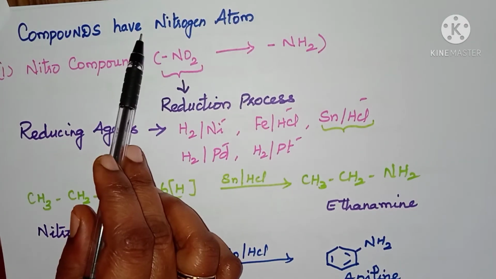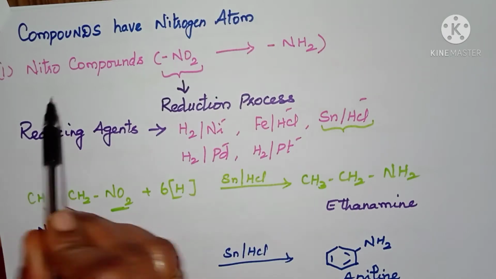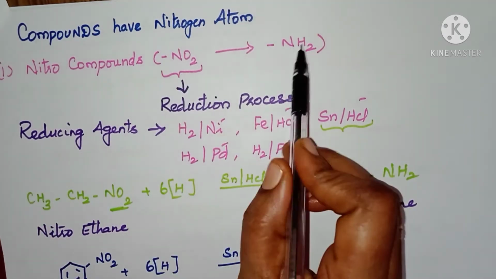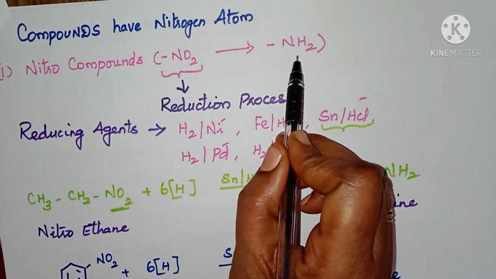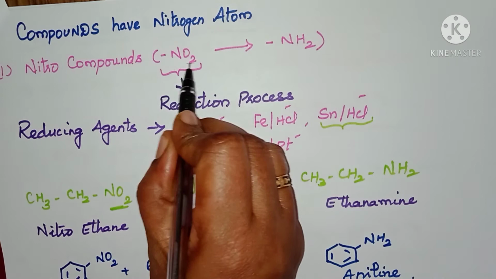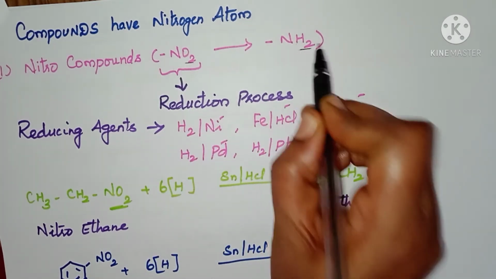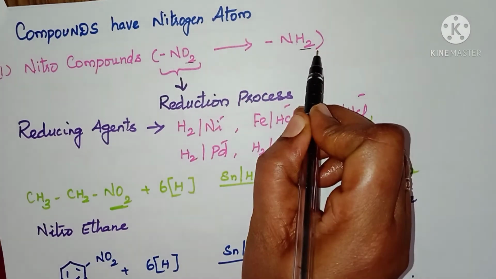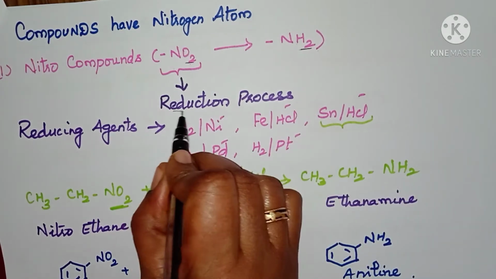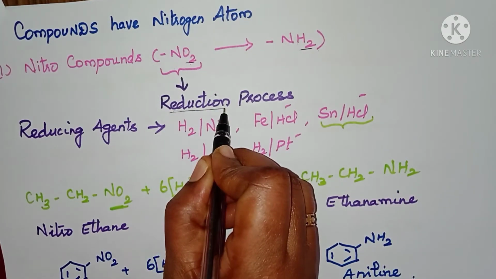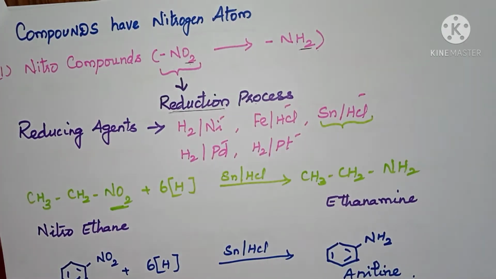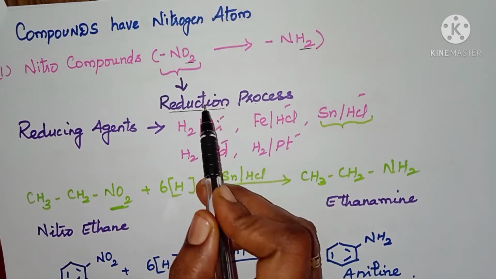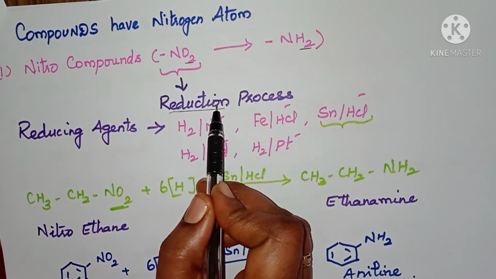Okay, nitro compounds, which have a nitrogen atom. The NO2 group is converted into the NH2 group. Just now I have told you. So NO2 group converted into NH2 group. Here O2 is available, here H2 is available. So oxygen is converted into hydrogen. That means naturally that will be a reduction process. So oxygen is lost, hydrogen is gained. So naturally what process is it? Reduction process. So what are the reducing agents?